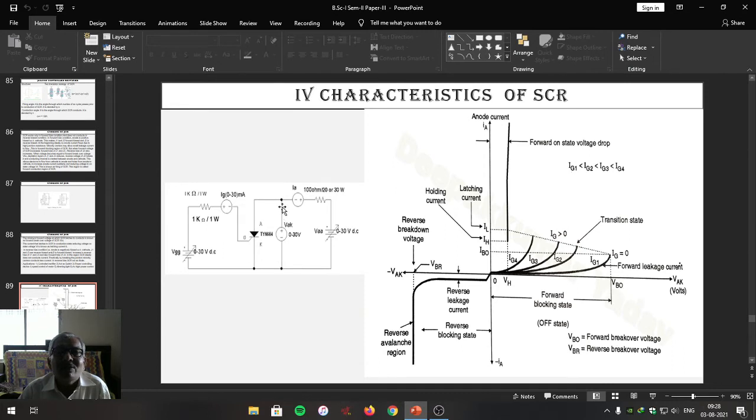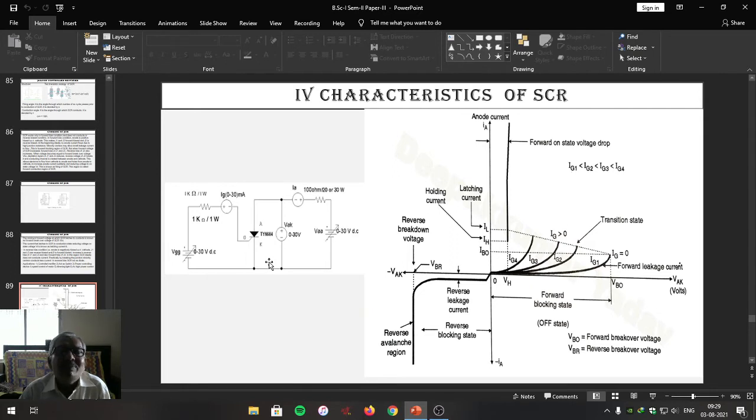Friends, the voltmeter is connected between anode and cathode. That is used to measure the anode to cathode voltage. Whereas the current meter is connected between anode and the power supply, that is in series, that measures the anode current. So this is a resistance which is connected to protect the SCR from excess of current. This makes the SCR in forward bias condition.